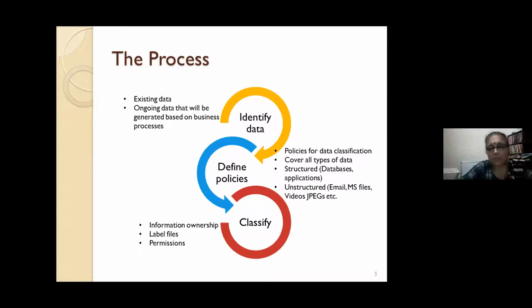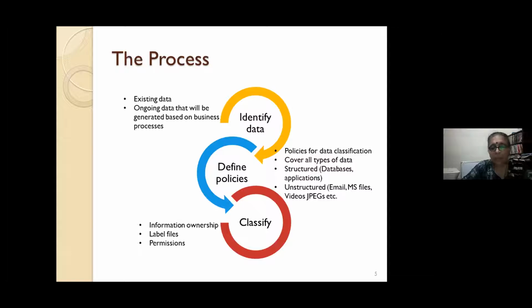What is the process? So there are just very simple three steps. One is you have to identify what data you are talking about. Now this data can be existing in structured form or in unstructured form. What is structured form? Either in applications, databases, some ERP systems, and so on, where there is a structure to the data. An example would be columns and a number of rows in a table, right? So that data is what we are talking about.